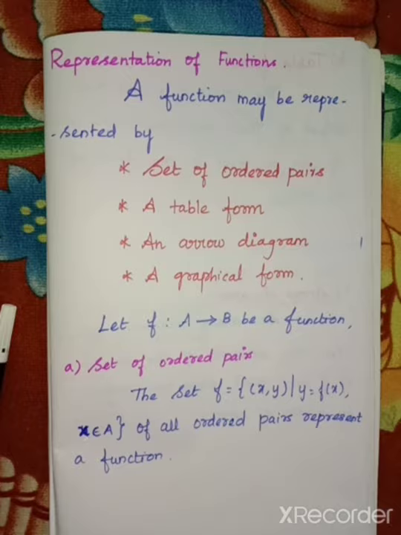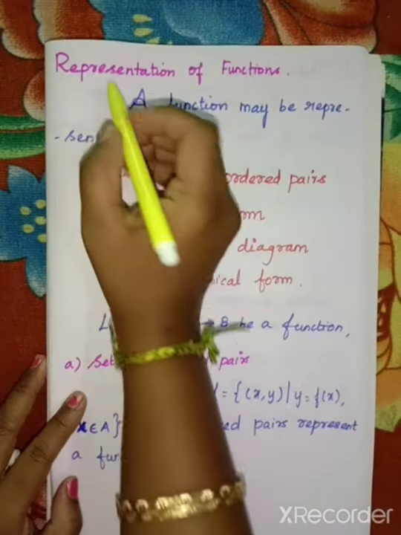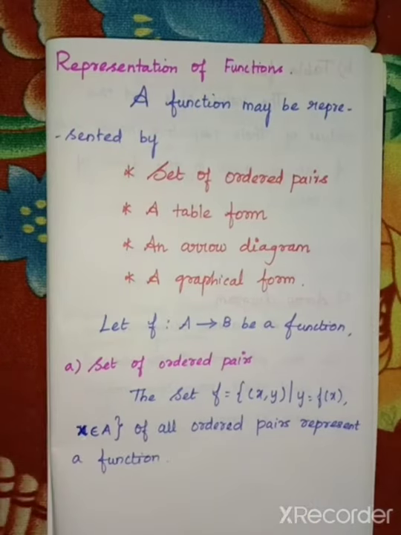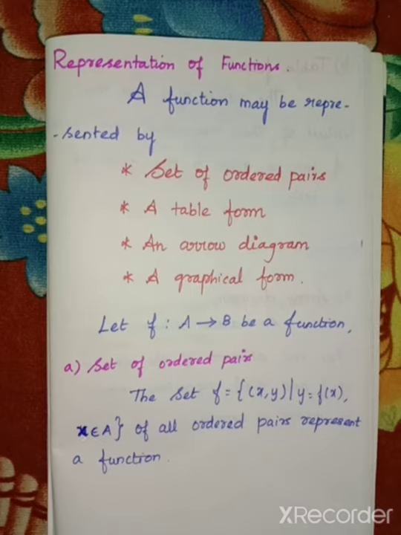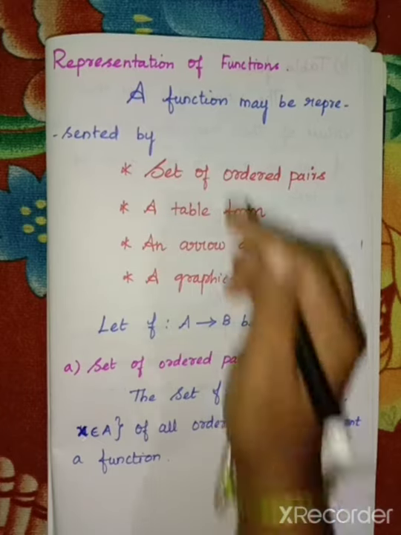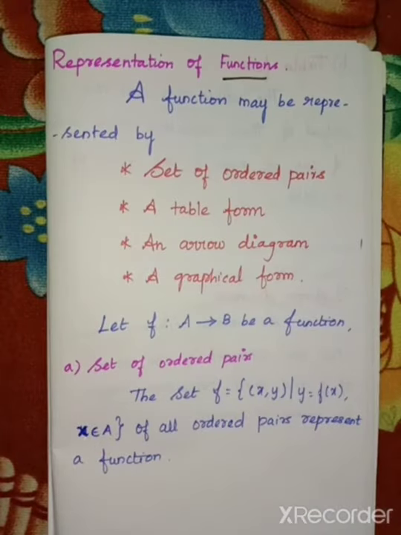Dear students, now we enter into the new topic, that is representation of a function. Already we know representation of a set, because we have 3 forms: the descriptive form, set builder form and roster form. Likewise, for representation of a function we have 4 forms: set of ordered pairs, a table form, an arrow diagram and a graphical form. So there are 4 types. Again I repeat: set of ordered pairs, a table form, an arrow diagram, a graphical form.